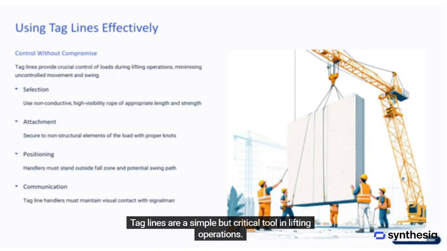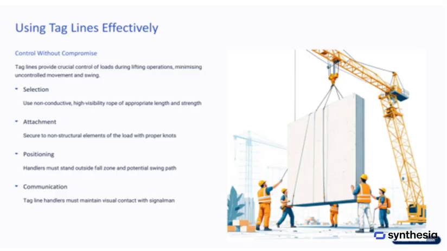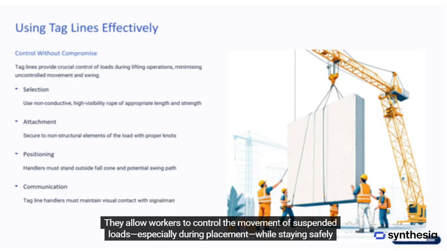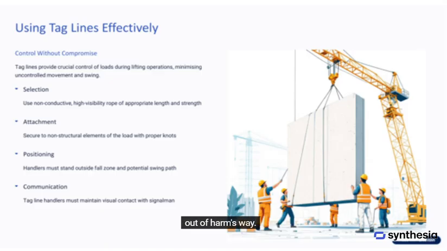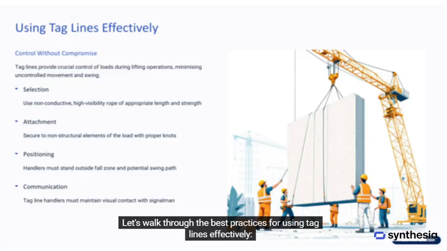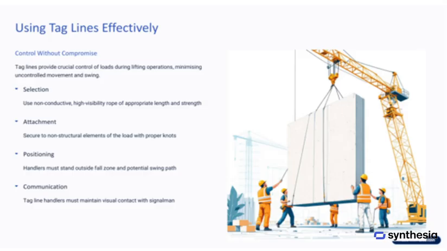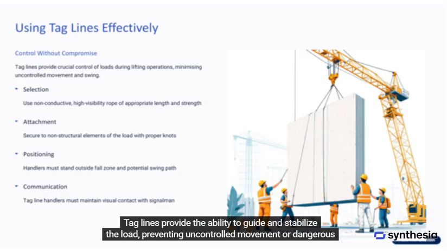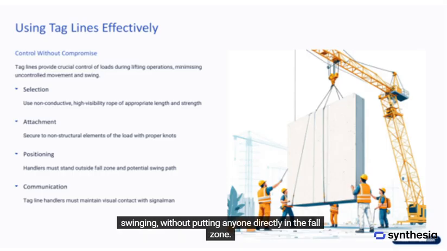Taglines are a simple but critical tool in lifting operations. They allow workers to control the movement of suspended loads, especially during placement, while staying safely out of harm's way. Let's walk through the best practices for using taglines effectively. 1. Control without compromise. Taglines provide the ability to guide and stabilize the load, preventing uncontrolled movement or dangerous swinging without putting anyone directly in the fall zone.